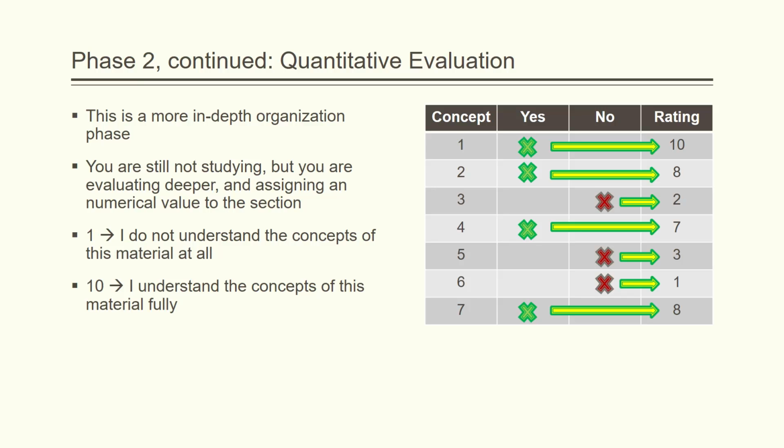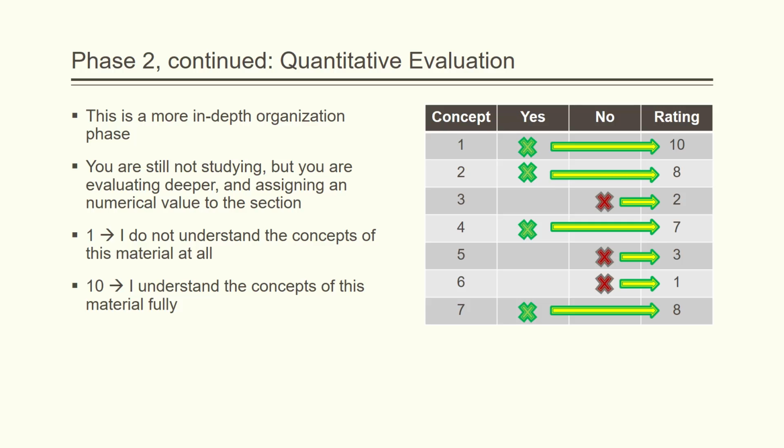So we're going to do the same thing that we just did with the qualitative yes/no, but now we want to evaluate the level of yes or the level of no. And so again, we're still not studying this material, but as we go through it, we want to be a little bit more critical of ourselves as to the level of what we understand it. So we want to assign everything a numerical ranking, where 1 are things that you just simply do not understand the concepts at all. So obviously these are the things that you have the lowest amount of aptitude towards.